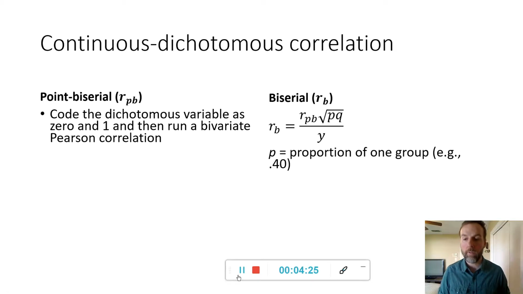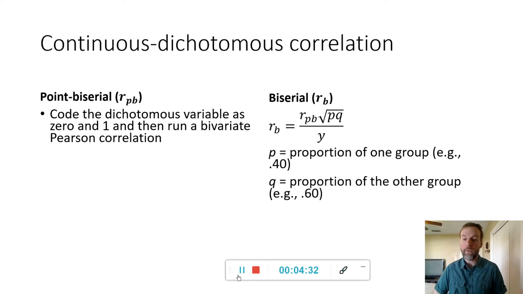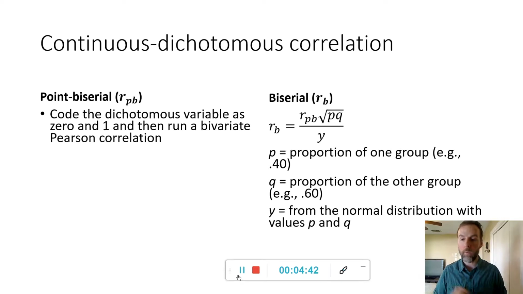So maybe one of your groups is 40% of the data set, so your p-value would be 0.4. And that would make the other proportion of your participants 0.6, so the q value would be 0.6. So you multiply those by each other, take the square root, and you divide by y. Now what is y? This we look up from the normal distribution with values p and q. And we'll look at that example in a second.